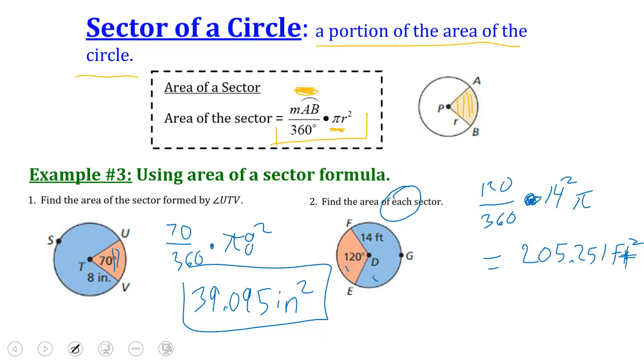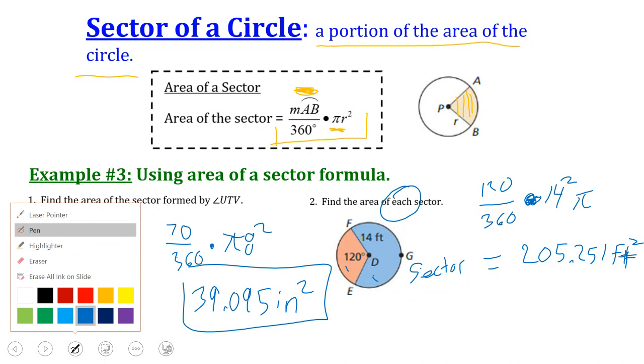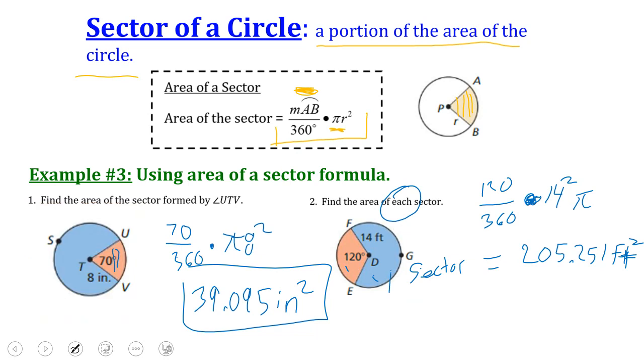I can't write a T, apparently. You could say sector. You could say a sector, and then of FE. It's probably the best way to label it. And then the other one is going to be area of the sector. Just trying to abbreviate for you. That would be FGE, right? The blue section.